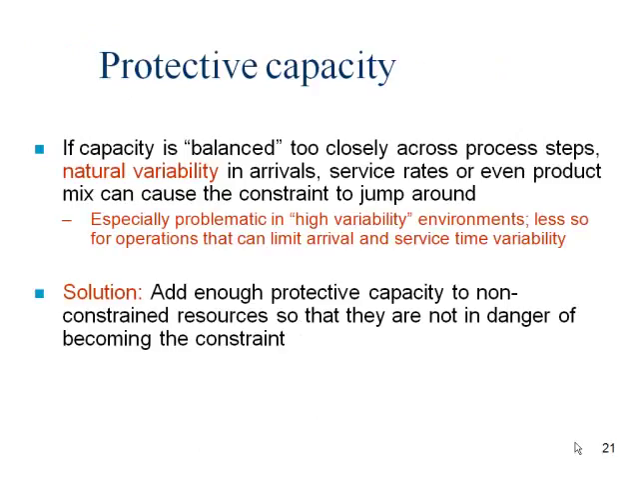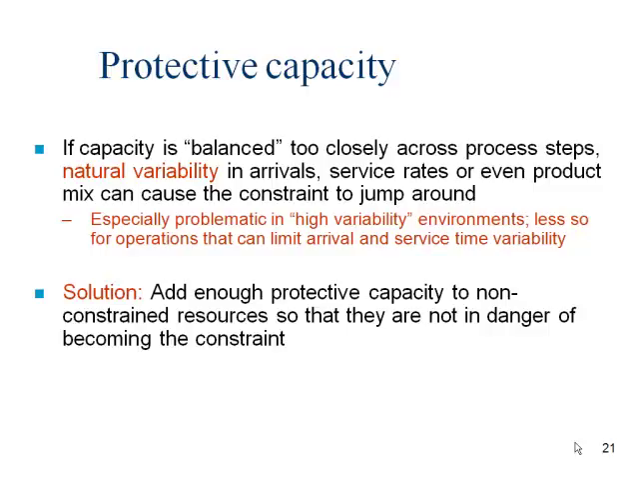This leads then to the notion of protective capacity. The idea here is an important one. If capacity is balanced too closely across process steps, the natural variability in arrivals, service rates, or even product mix can cause a constraint to jump around. This is especially problematic in high variability environments, including a lot of service environments in which the customer is directly involved. It's less so for operations that can limit arrival and service time variability. This is why, in general, manufacturing operations can run at higher levels of utilization than service environments.